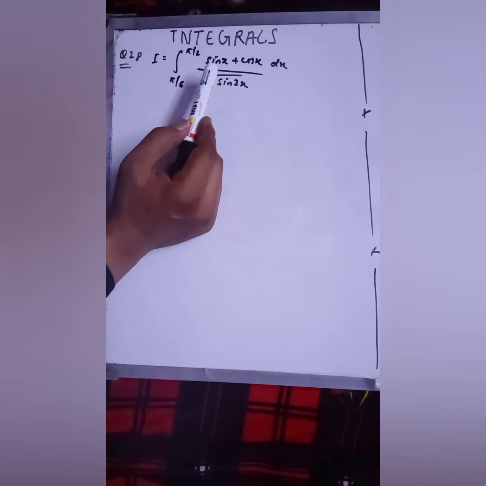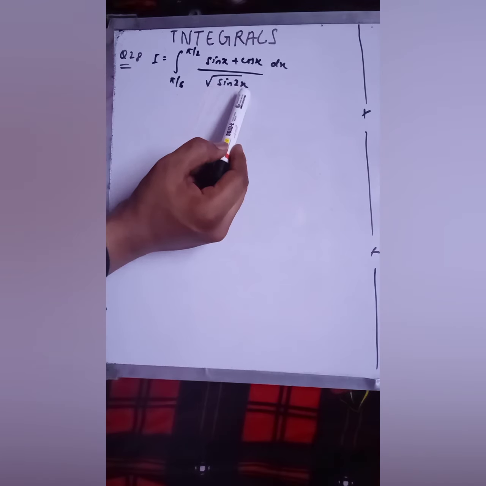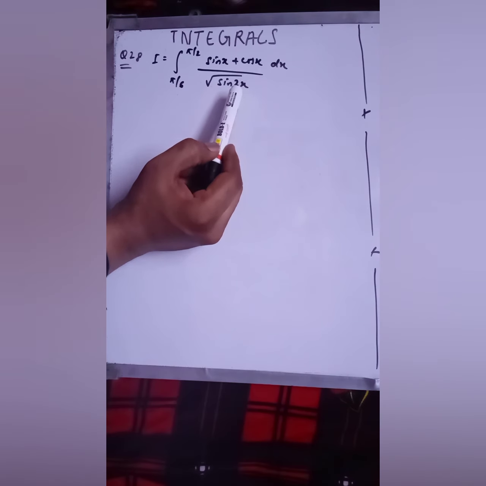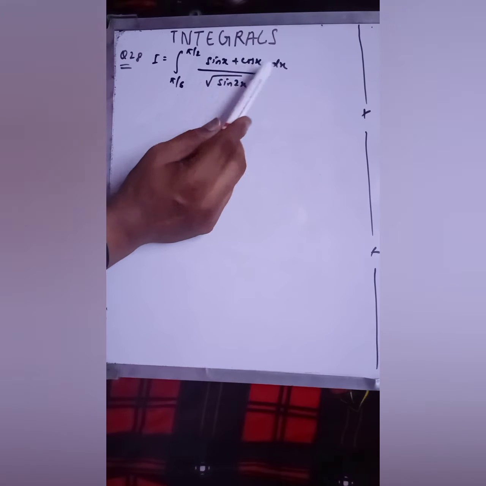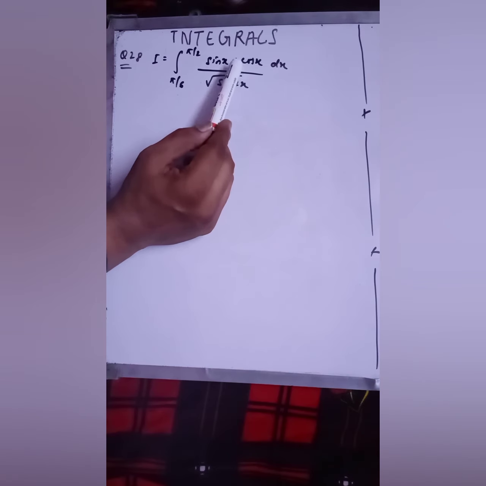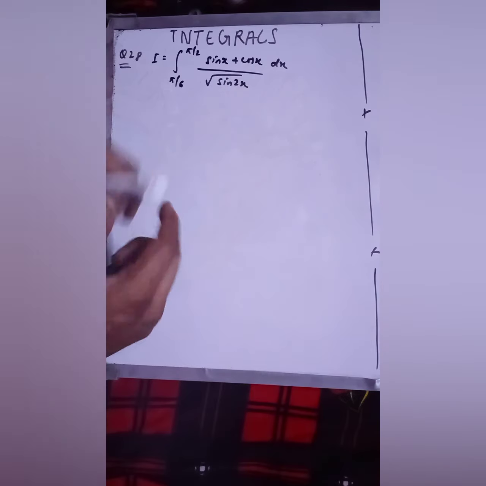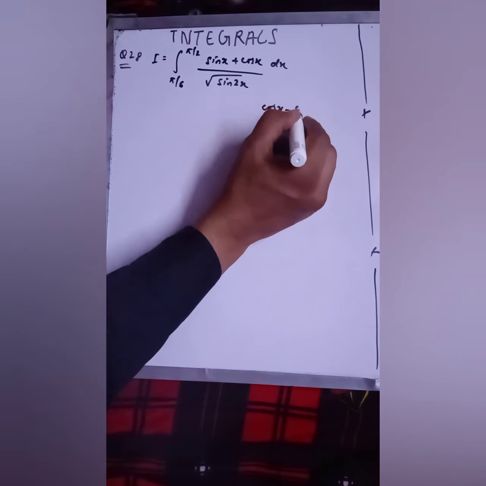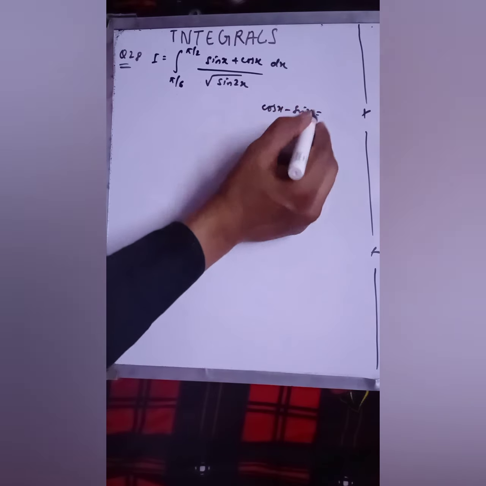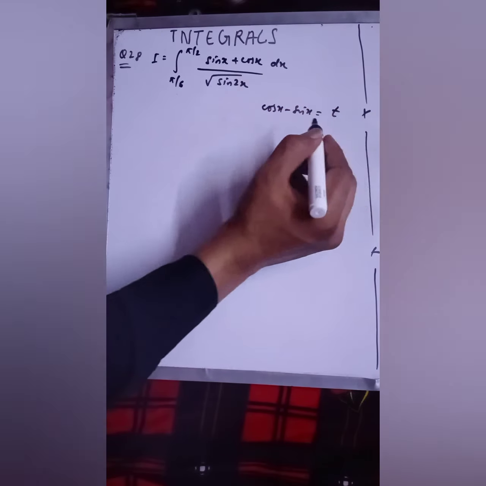So whenever sin x plus cos x and sin 2x come, I have told you that you have to apply one trick. In that trick, first of all you have to calculate the derivative of the numerator part, this sin x plus cos x. So the derivative of this would be cos x minus sin x. So this derivative you have to assume equals to t.